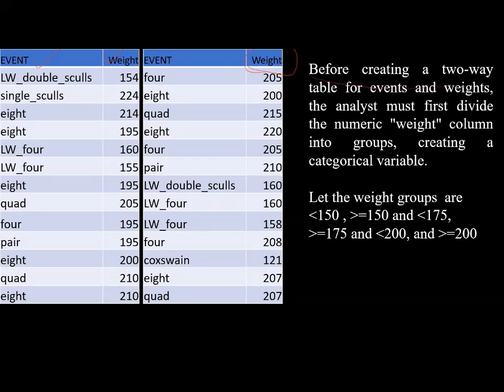Before creating a two-way table for events and weights, the analyst must first divide the numeric weight column into groups, creating a categorical variable. This becomes a categorical variable.